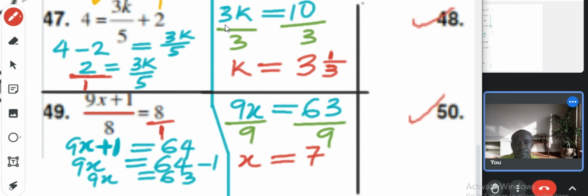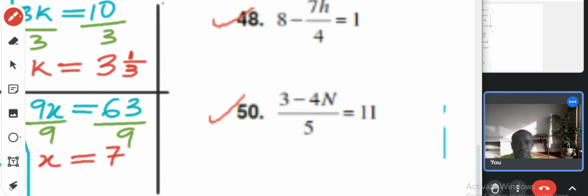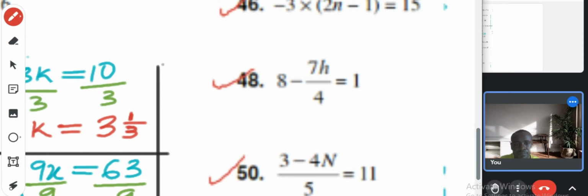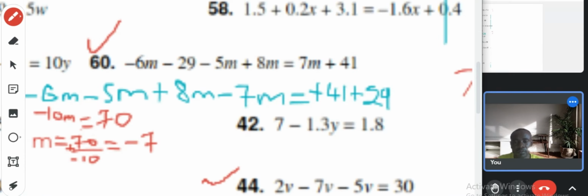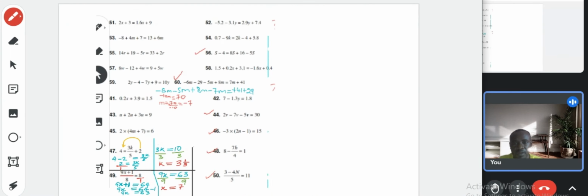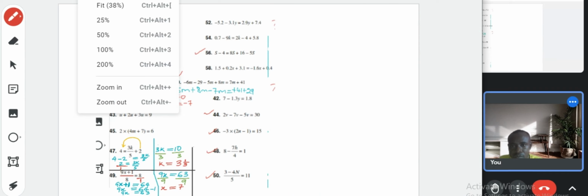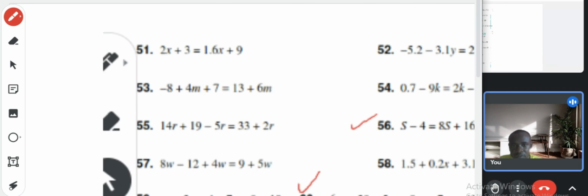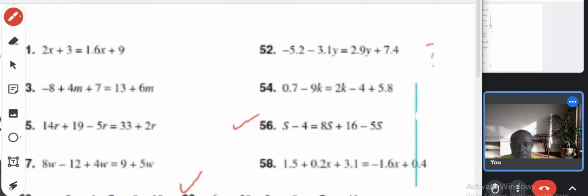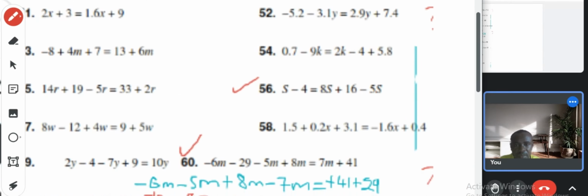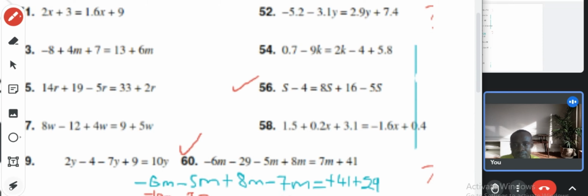Alright, okay. So I would like you to practice these other ones, when you continue the ones I'm going to mark. I think I will have to do one more.